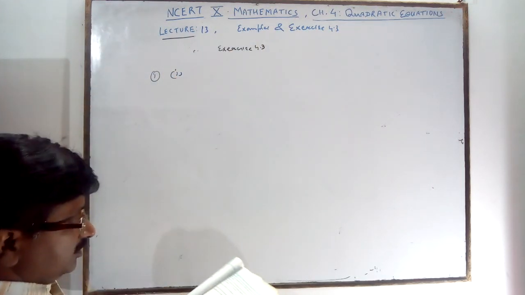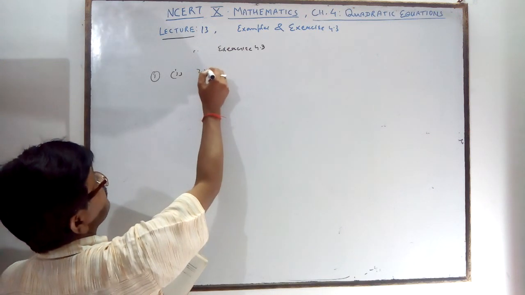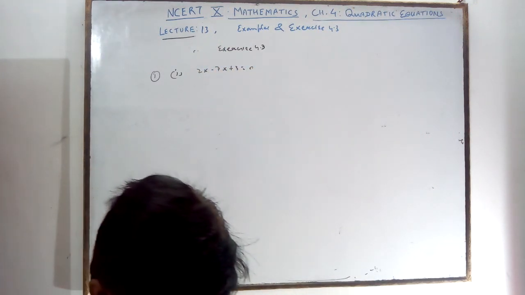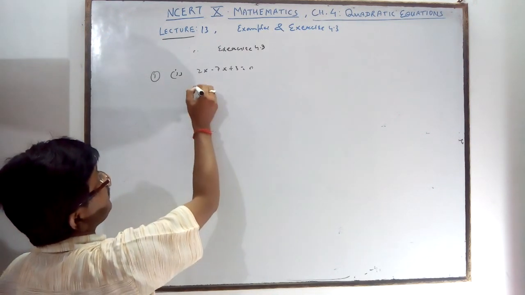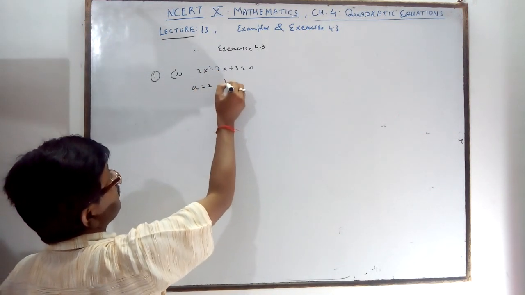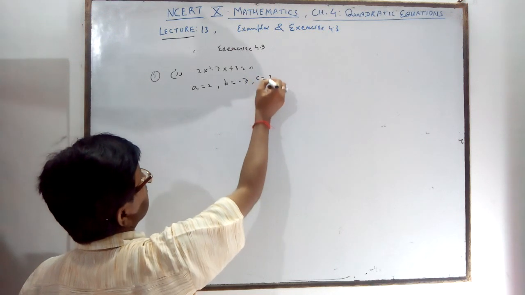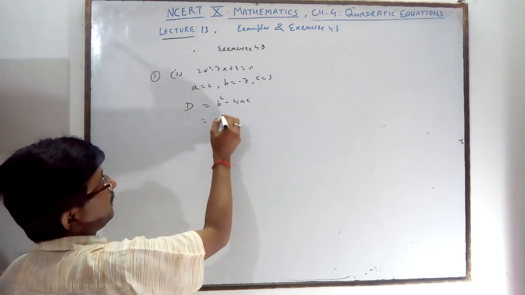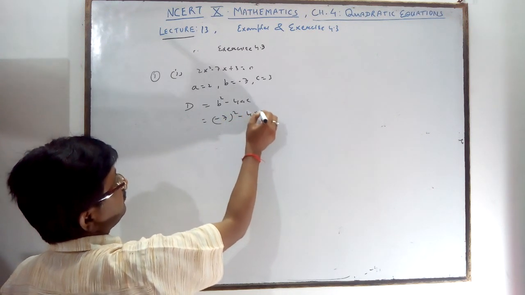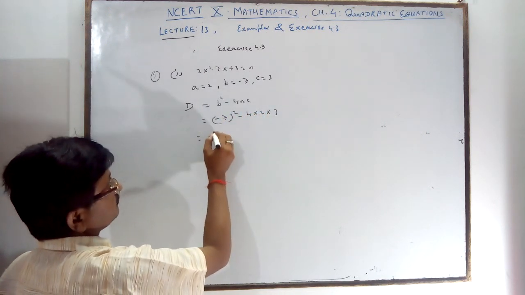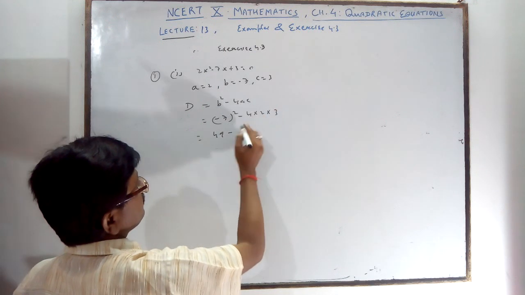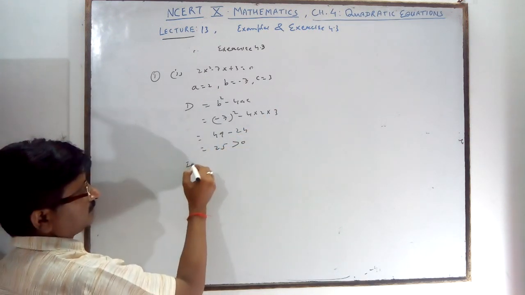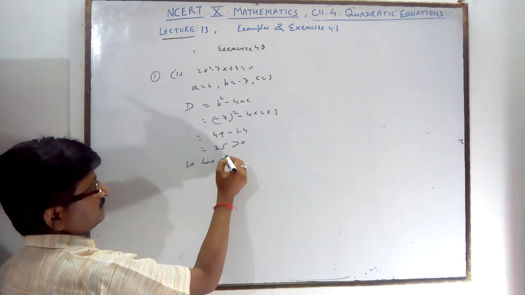What is the first part? 2x square minus 7x plus 3 is equal to 0. What is A? A is 2. What is B? Minus 7. What is C? 3. So find D. D is b square minus 4ac, that is minus 7 square minus 4 into 2 into 3, which is 49 minus 24. You are getting that it has real roots. It has distinct real roots.